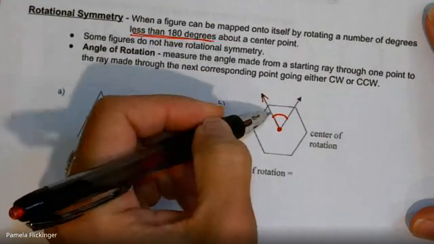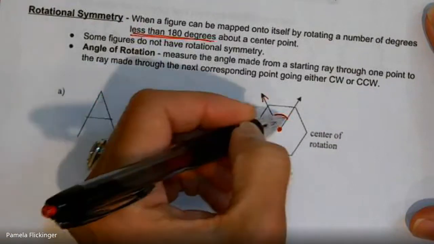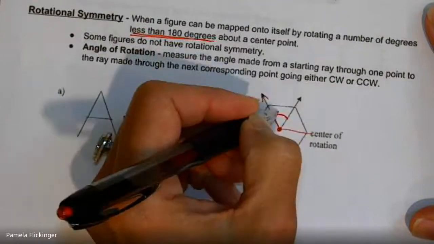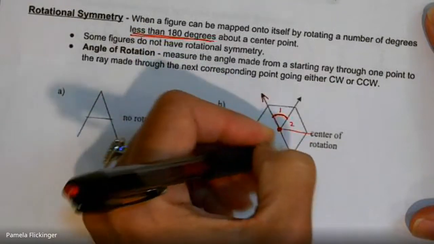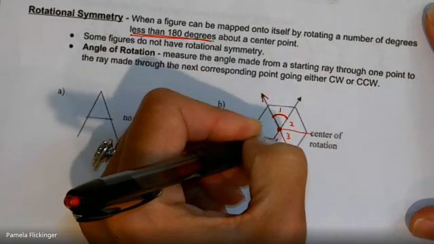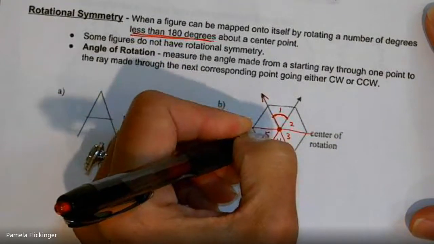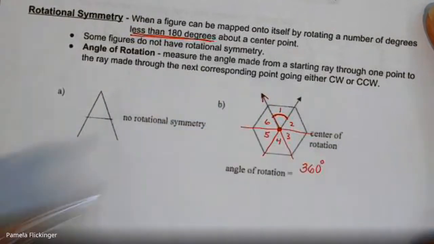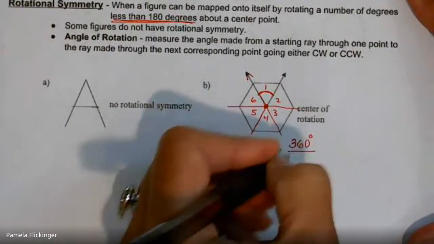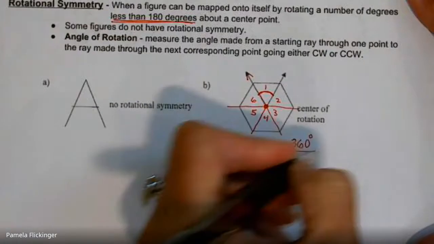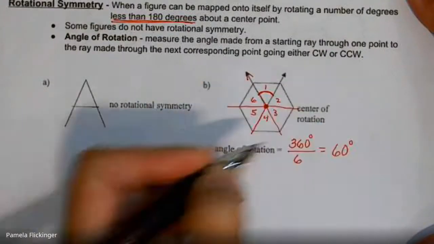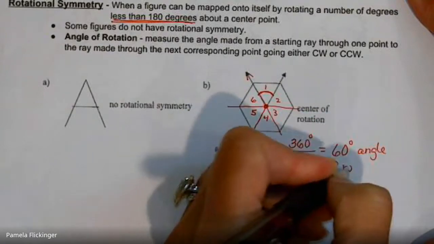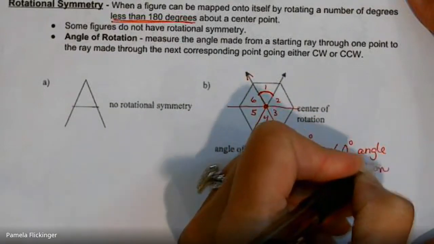Well, how many times can I create that angle? So that's 1. This would be 2. And then we've got 3, 4, 5, 6. So you take a full rotation, which is always 360 degrees, and divide it by the number of angles you can create. And that gets you your 60-degree angle of rotation.